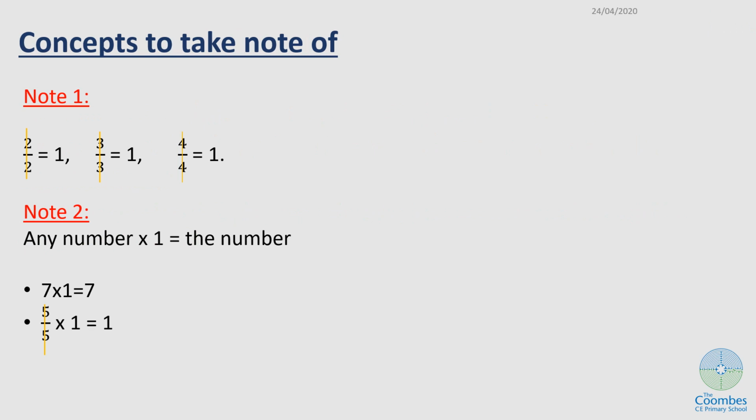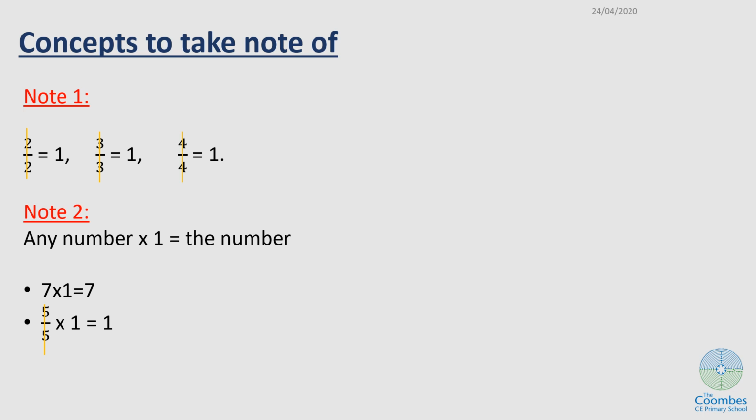Some things I just want you to note, some concepts. If I have 2 over 2, they can cancel out and is equal to 1. If I gave you 2 sweets to share with 2 children, every child gets 1. 3 divided by 3 is also 1. 4 divided by 4 is 1.